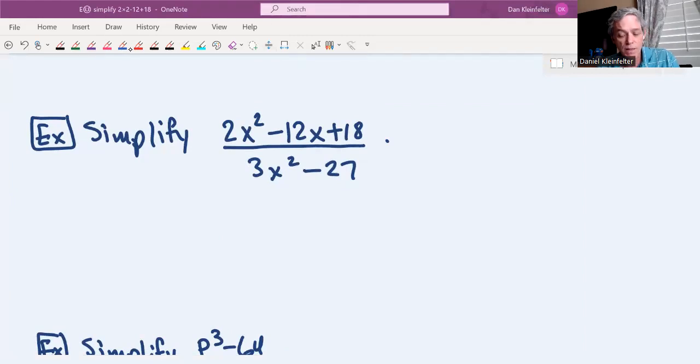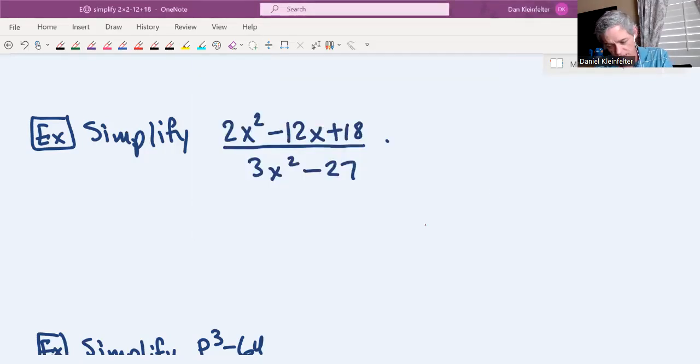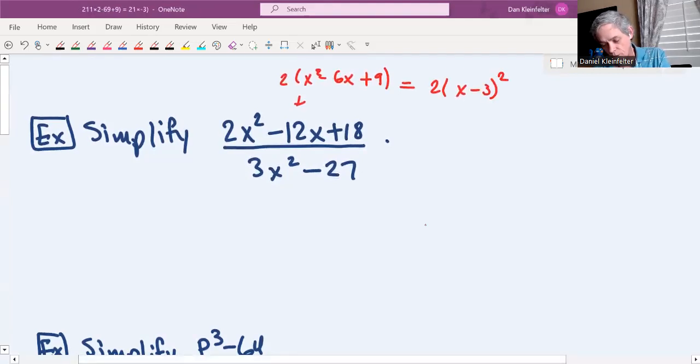We have 2x squared minus 12x plus 18, divided by 3x squared minus 27. Where we'll start is by factoring the numerator and denominator. I can see in the top there's already a common factor of 2. So let me pull that out and see what's left. We'll have 2, which leaves us with x squared minus 6x plus 9. That's a perfect square. So we'll have 2 times (x minus 3) squared.